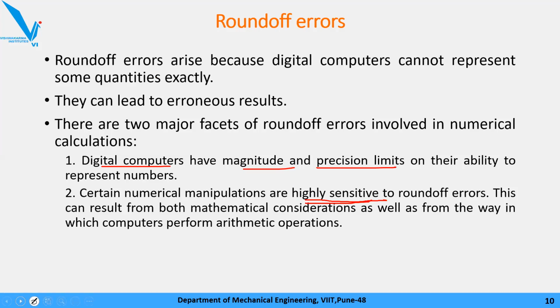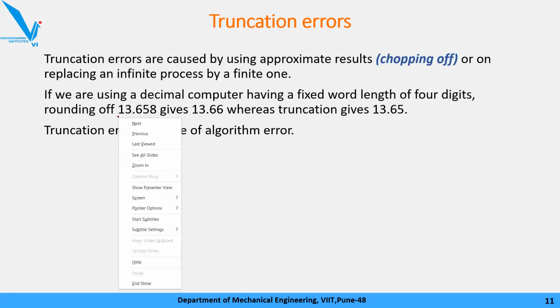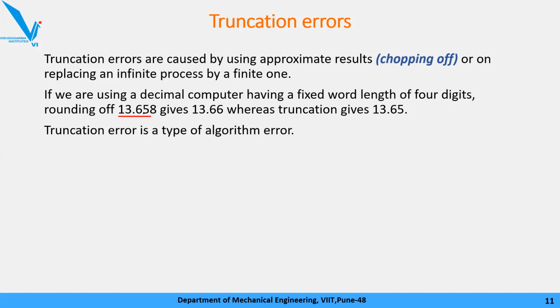So the second one is truncation error. I have just explained to you about the truncation error. This error occurs in numerical methods due to two reasons. The first reason is a simple one, chopping off. I explained this with an example. Here 13.658, the truncation gives 6.5 only, we chop it off. If we had used rounding off it would have been 6.6, 0.66.